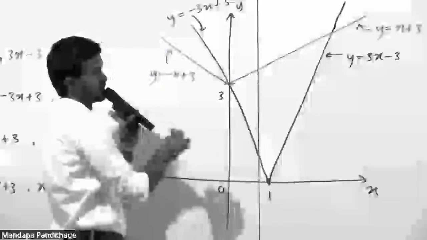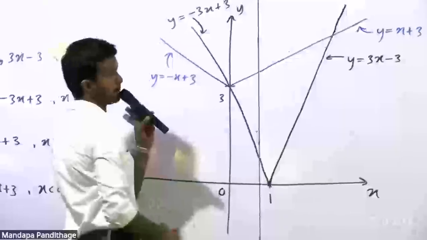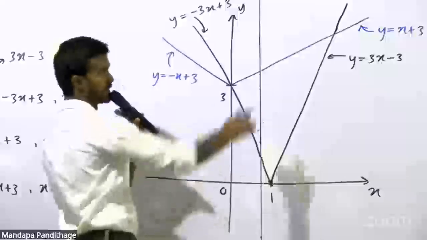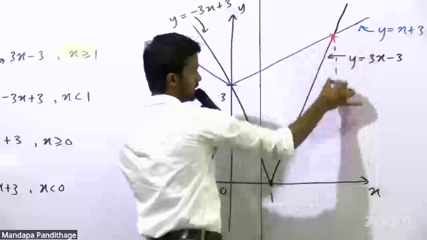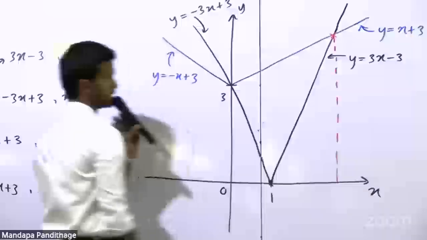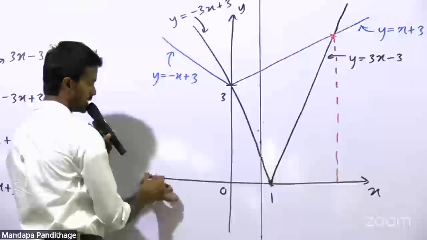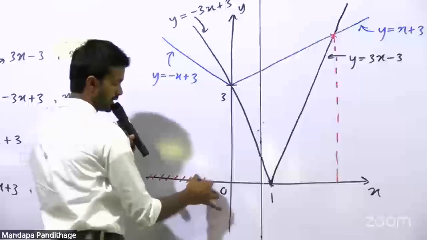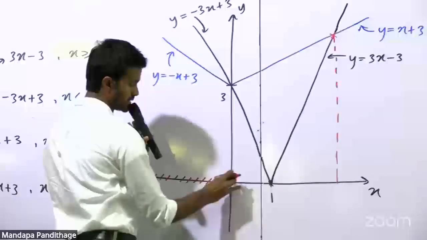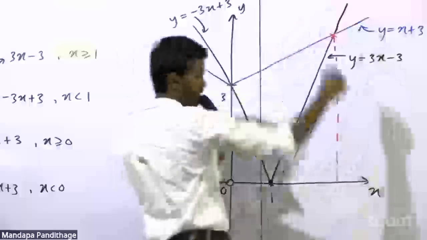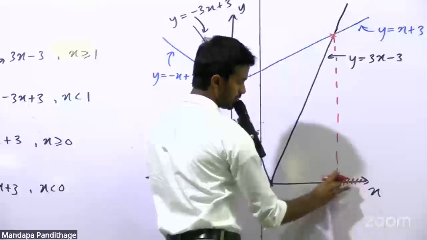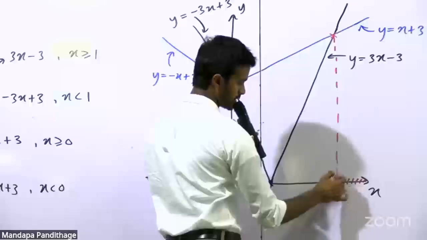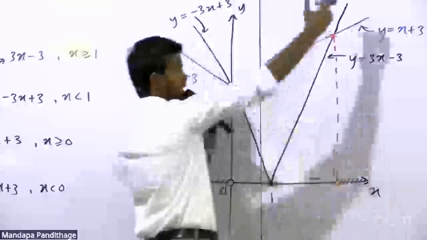When you solve this, you have to find where this one is greater. It's clear the black colored one is greater in this region. And after this point of intersection, again the black colored one is greater.